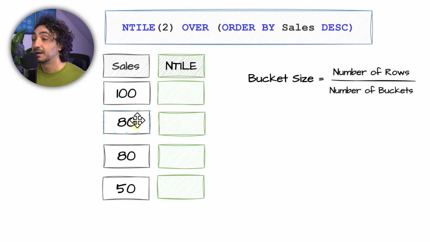Okay, we have the following setup. We have 4 rows, 4 cells, and we would like to divide it into 2 groups or into 2 buckets. So in order to do that, we can use the NTILE function. It has a different syntax than the other ranking functions.